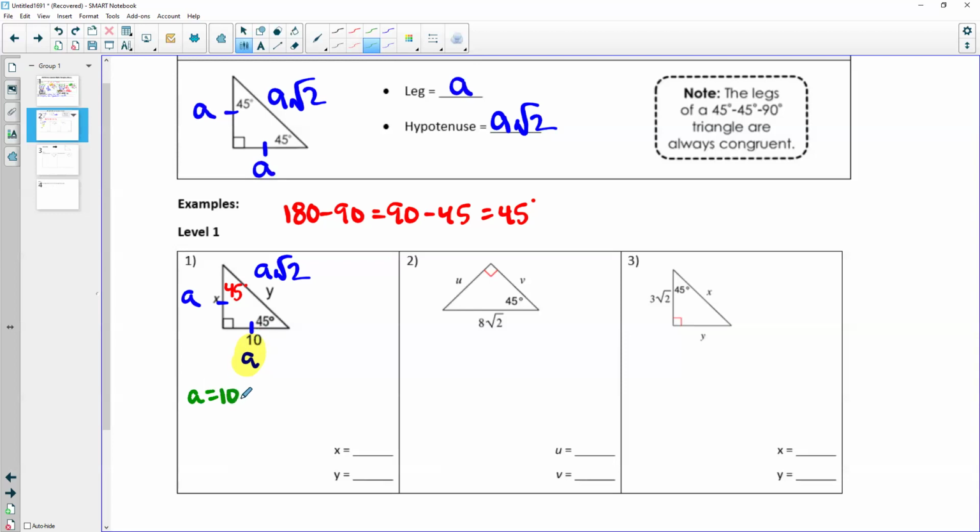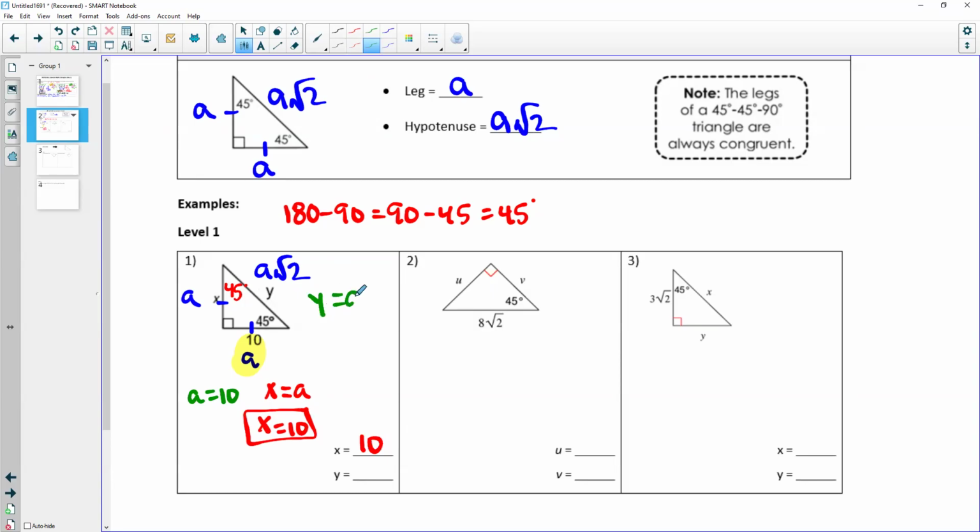And so if A is equal to 10, the question here is asking you to find the values of X and Y. Well, X is labeled as A. So if we see here that X is equal to A, well, we just found out that A is 10. So that would mean that X is equal to 10. So we can say X is equal to 10. Similarly over here, we see here that Y is our A square root of 2 side.